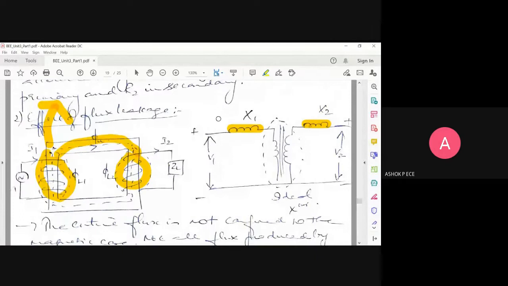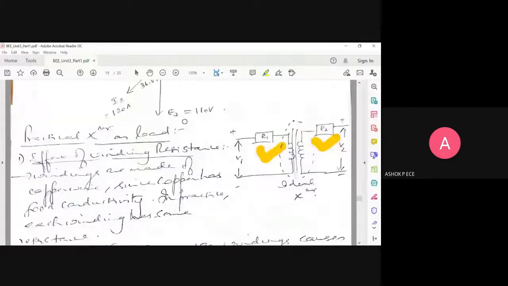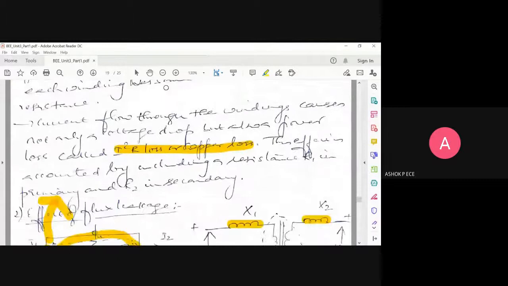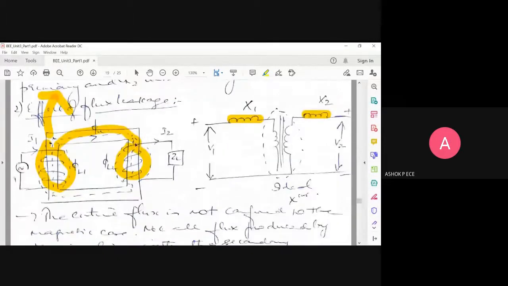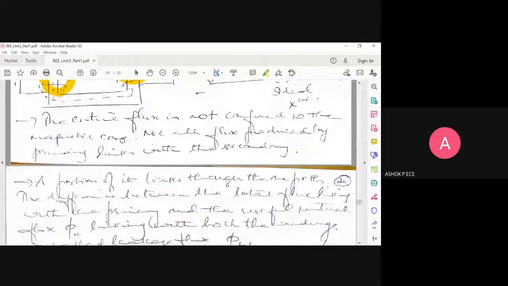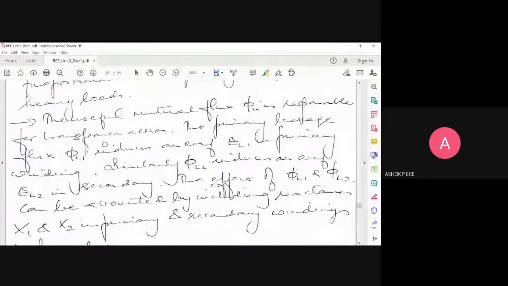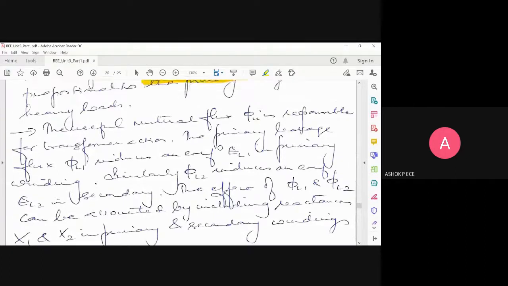Previously, we had R1 in the primary and R2 in the secondary for copper loss or iron loss. Now, to account for flux leakage, I am going to add the inductor X1 in the primary and X2 in the secondary. So effectively, you see, you have the mutual flux phi U, right? So that is going to be causing the transformer action. So leakage flux phi L1 will escape into free space. Phi L2 will not be properly coupled into your secondary. So effectively the remaining flux phi U, the diagram I have marked phi U, you see.